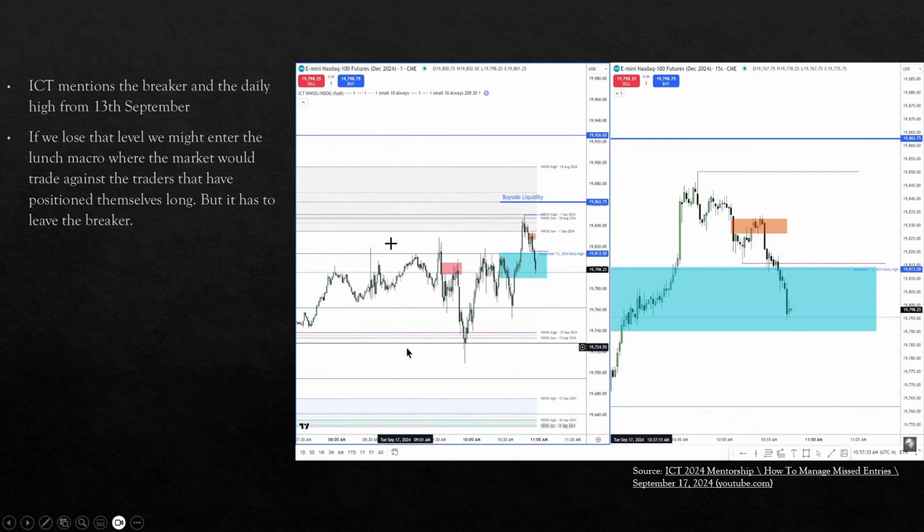And if we would have lost this level, we might enter into a lunch macro. So once we trade below the breaker, below the low outside of this blue area, we would enter the lunch macro where we would trade against the traders that had positioned themselves long and profited from the initial move higher. But first it had to leave the breaker.